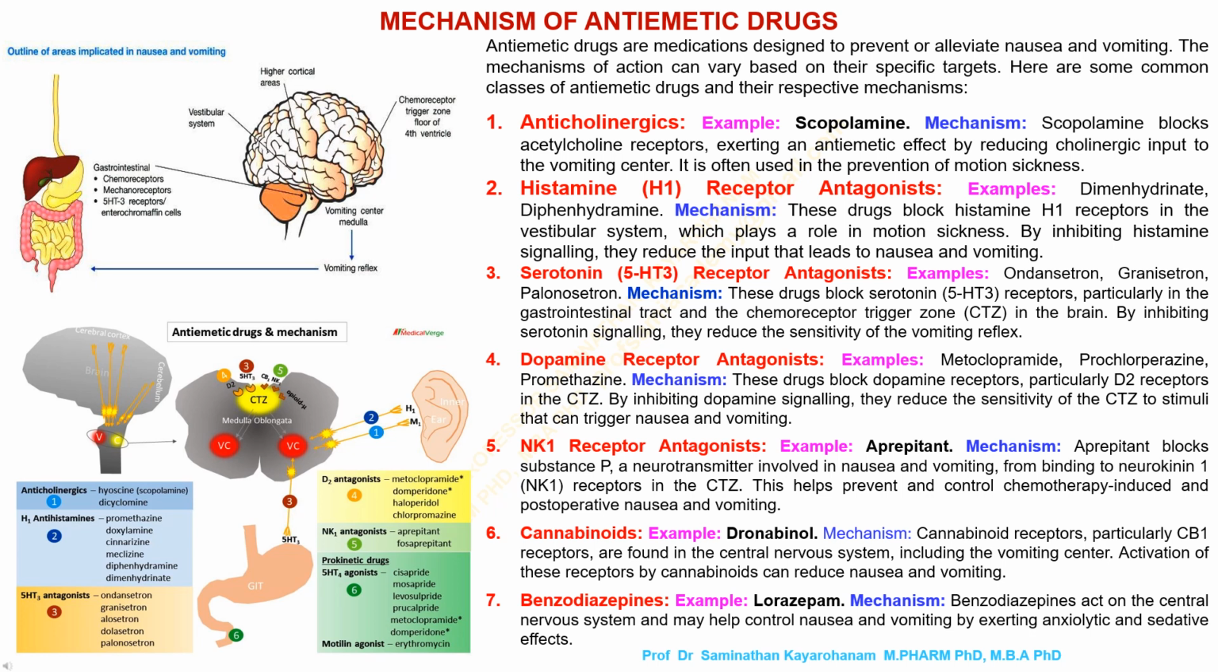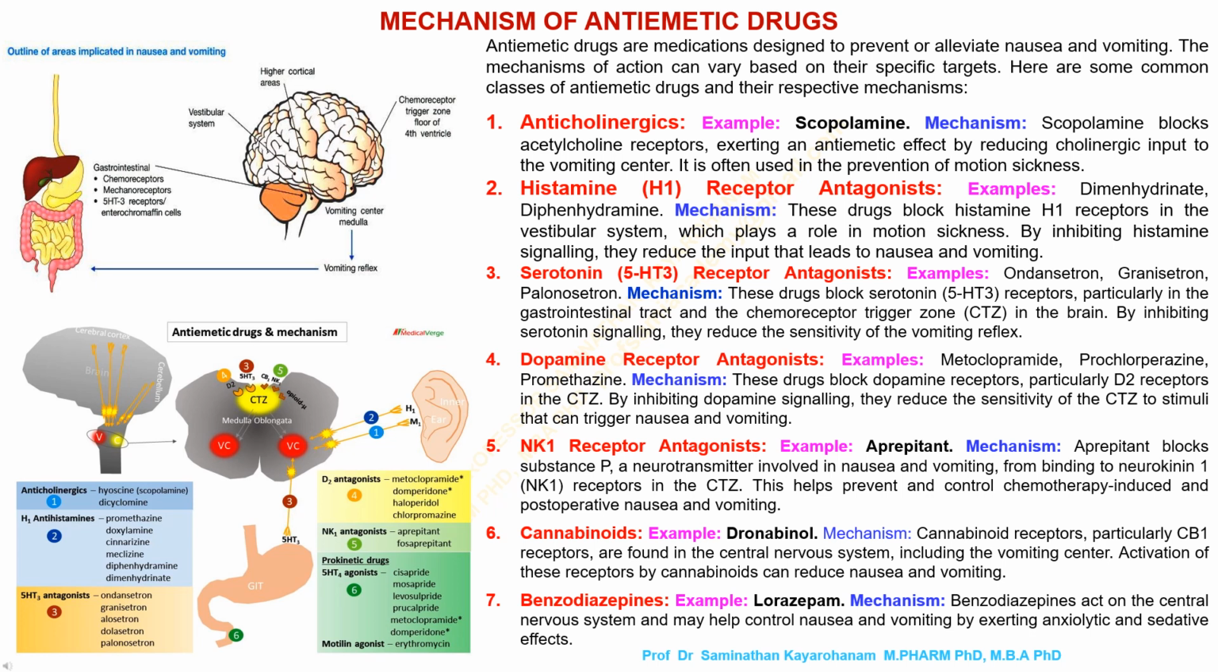3. Serotonin 5-HT3 receptor antagonists. Examples, ondansetron, granisetron, palonosetron. Mechanism: these drugs block serotonin 5-HT3 receptors, particularly in the gastrointestinal tract and the chemoreceptor trigger zone, CTZ, in the brain. By inhibiting serotonin signaling, they reduce the sensitivity of the vomiting reflex.